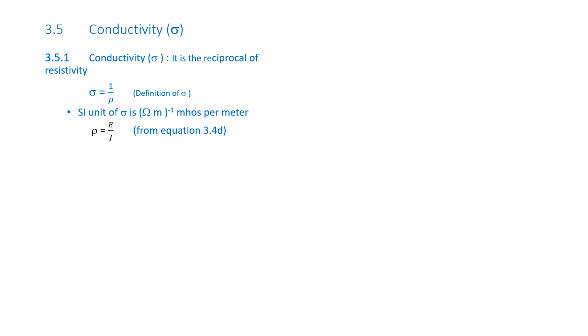We know resistivity equals E by J from equation 3.4d. Therefore, J is equal to E by rho. From this equation, we are writing J is equal to E by rho, or J is equal to 1 by rho times E, which is sigma E. Therefore, J is equal to sigma E. Conductance is the reciprocal of resistance. So, conductivity is the reciprocal of resistivity. Conductance is the reciprocal of resistance and its unit is mho.